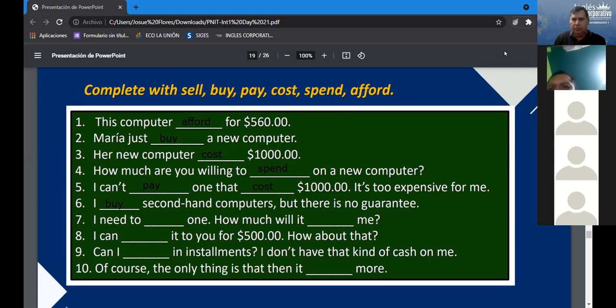Teacher, do we change the tense of the verb? Yes, you need to change it. Okay, so in that case, we need to change that. Maria just buys a new computer. A new computer costs 1,000. How much are you willing to spend on a new computer? I can't pay one that costs 1,000. It's too expensive for me.